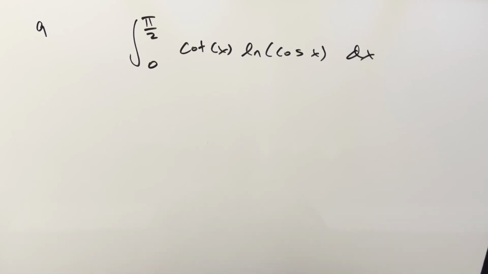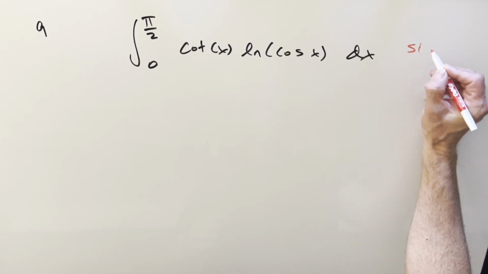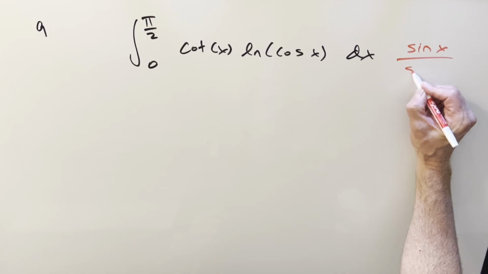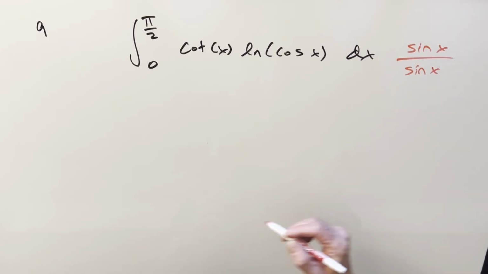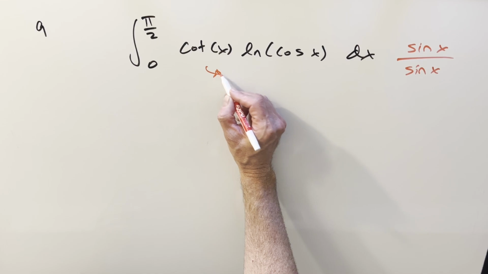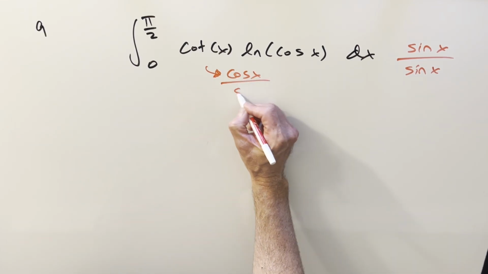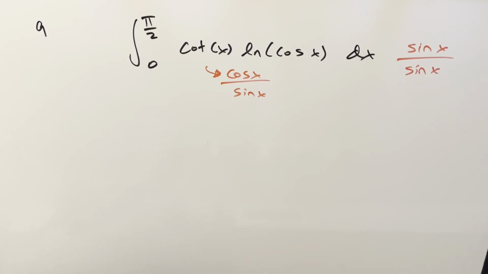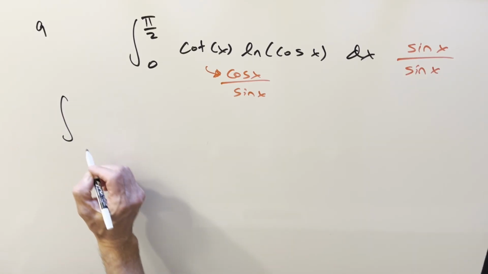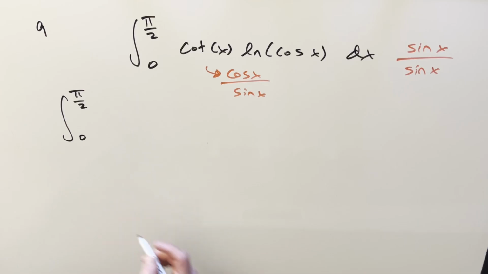Okay, we have multiple methods on this one, and my starting point is going to be to multiply in by 1. I'm going to multiply in sine x over sine x. The thing to keep in mind is that cotangent of x is the same thing as cosine x over sine x. So when I multiply it in, I'm going to do it a particular way, trying to set up what I want as a u substitution.